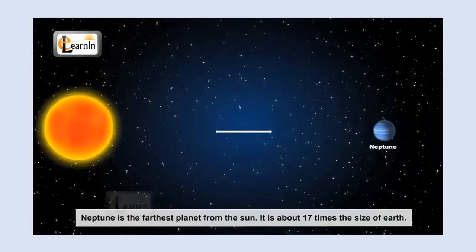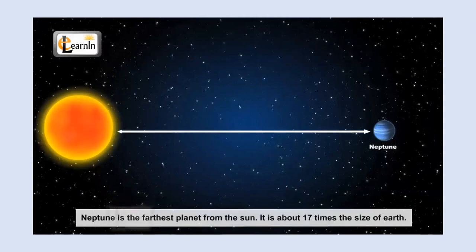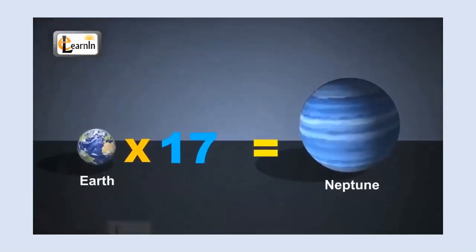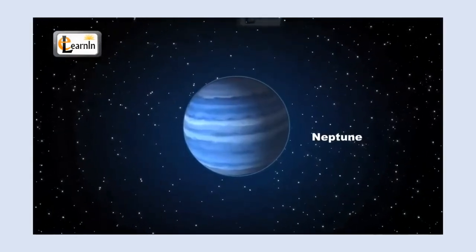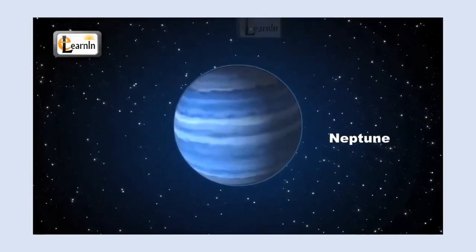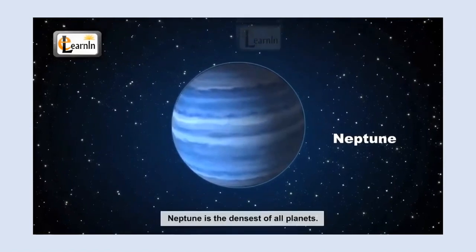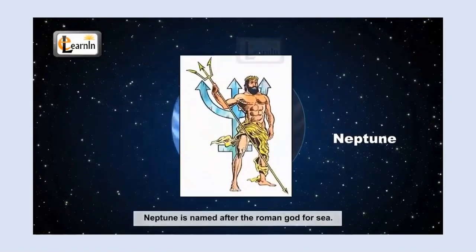Neptune. Neptune is the farthest planet away from the Sun. It is about 17 times size of the Earth. Neptune is light blue in color because it is the coldest of all planets. Neptune is the densest of all planets as well. It is named after the Roman god of sea.